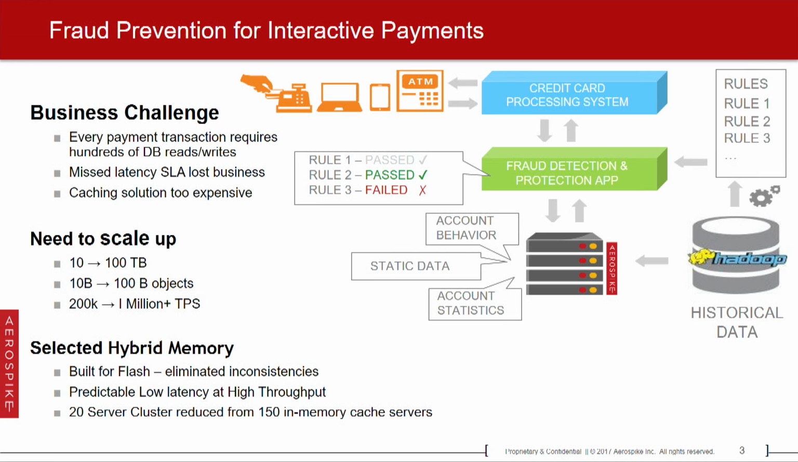They have some kind of budget of about half a second or less to do fraud detection. When they needed to scale up about 10x, they ran into a server sprawl problem. I'll talk a little bit about that and how hybrid memory architecture deals with it. Eventually they ended up choosing our architecture because it was built on Flash, and they ended up with a 20 server cluster instead of 150 servers.